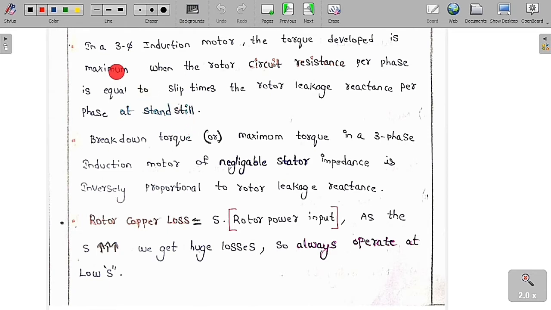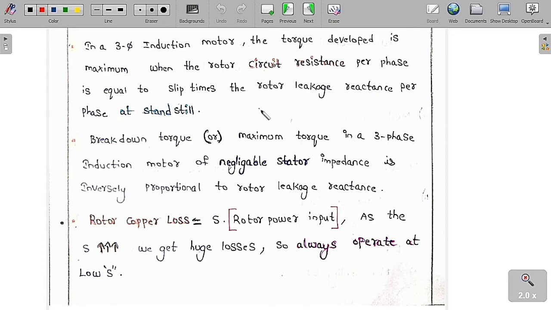I have already told you, in a three-phase induction motor, the torque developed is maximum when the rotor resistance per phase is equal to slip times the rotor leakage reactance per phase at standstill. At maximum torque, the slip at maximum torque is equal to R2 by X2. So R2 is equal to Sm into X2. Simply we can say that the rotor resistance is equal to slip times the rotor reactance at the standstill condition.